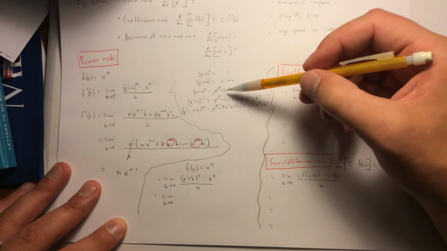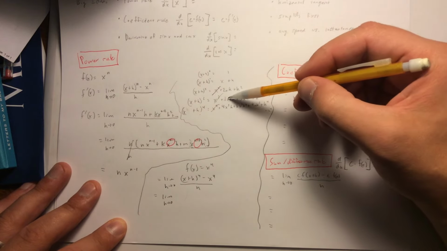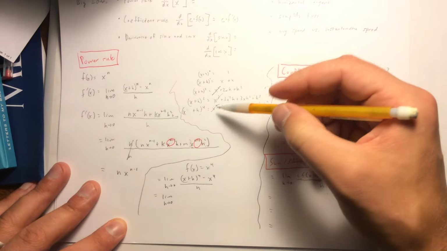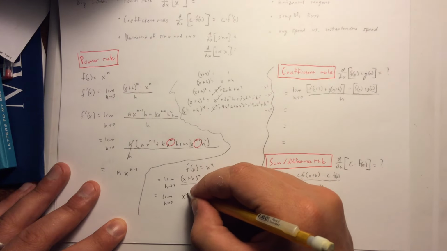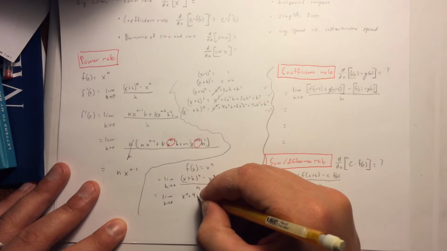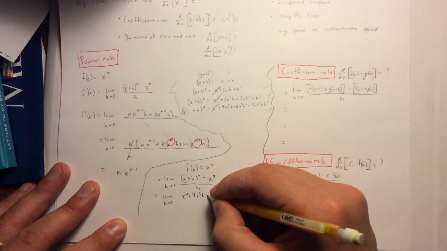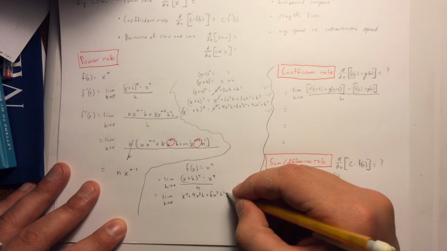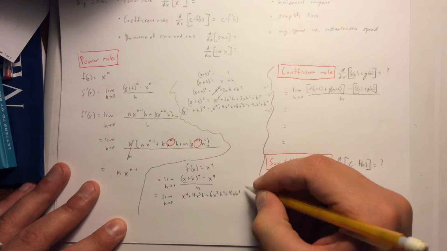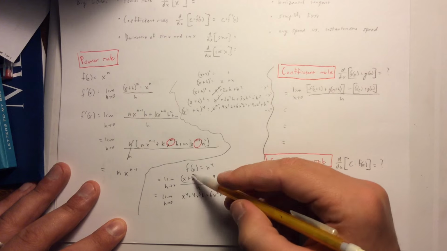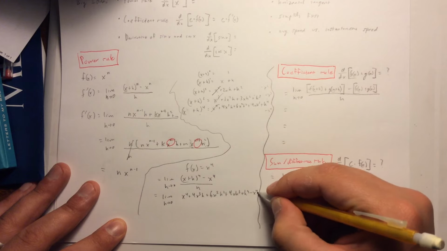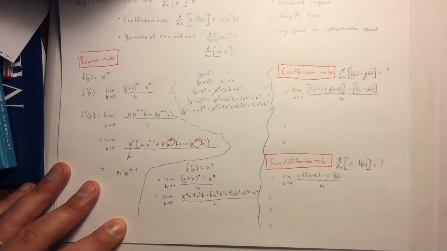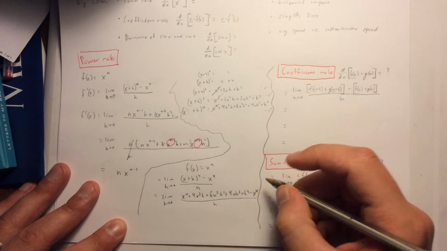Once again, you'll notice this is actually Pascal's triangle. 1, 2, 1. 1, 3, 3, 1. 1, 4, 6, 4, 1. So we'll get x to the fourth plus 4x cubed h plus 6x squared h squared plus 4xh cubed plus h to the fourth. That's all this minus x to the fourth all over h. Well, that goes away.